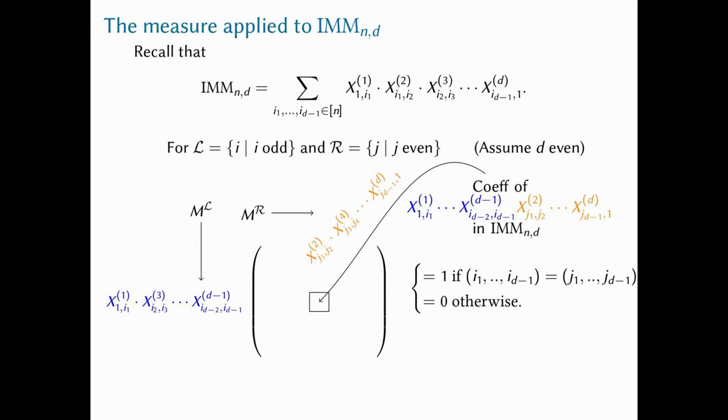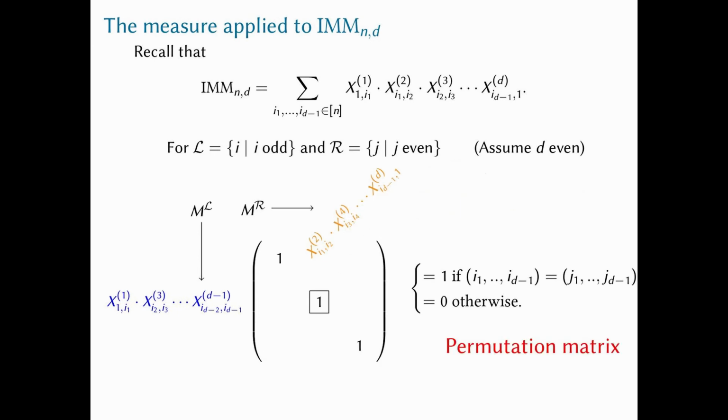And in fact, for this monomial, we know for IMM the coefficient is either 1 or 0. In fact, it is 1 exactly when the vector i1, i2, ..., i_{d-1} equals the vector g1, g2, ..., g_{d-1}, and it is 0 otherwise. In particular, this matrix is a permutation matrix. So if it is a permutation matrix, we know that the rank is full. It is n to the d minus 1.